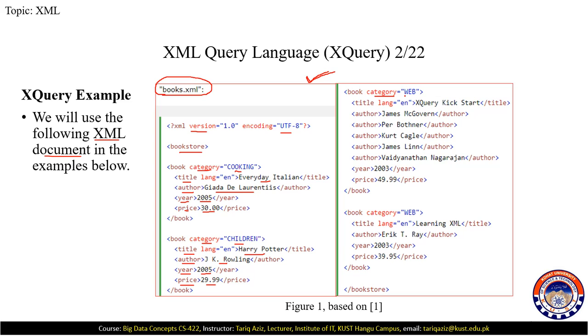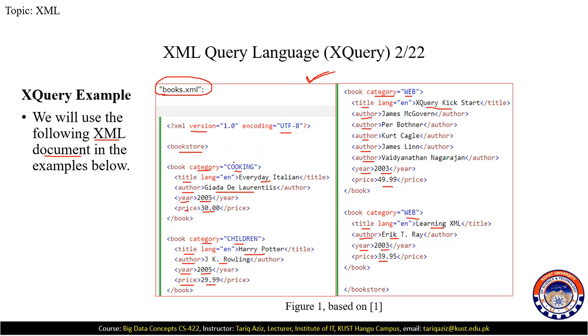Then again we have another book. The category of the book is web. What is the title of the book? This is the title of the book. And then who are the authors? We have multiple authors here. Okay, this is the publishing year 2003, and this is the price of the book. Finally, we have another category of book. Again, it is web. What is the title of the book? Learning XML. Who is the author? Eric T. Ray. And what's the publishing year? 2003. And what's the price of the book? 39.95. So this is our XML document which contains information regarding books.